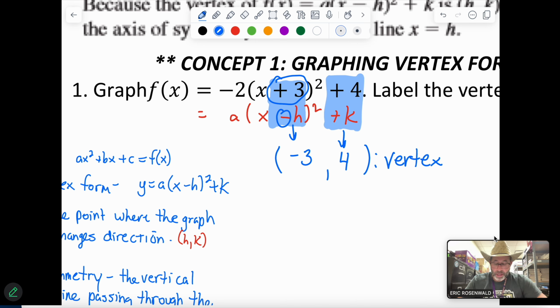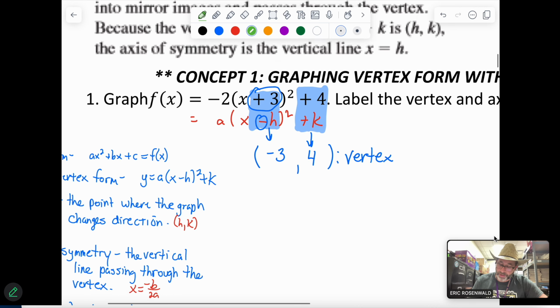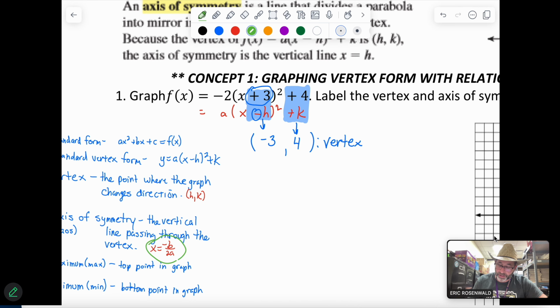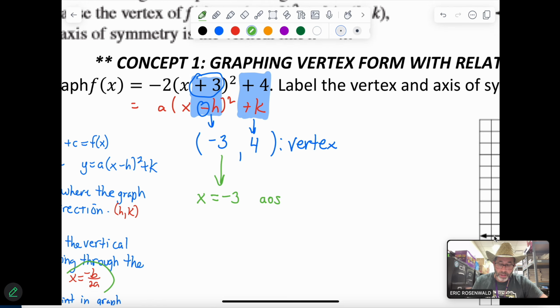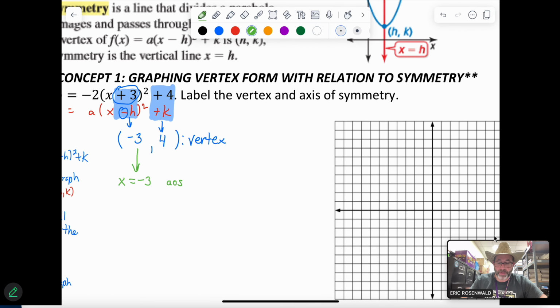Okay. For my axis of symmetry, this line has to go directly through my vertex. And because it goes directly through my vertex, it's going to be a vertical line. I'll show you in a second what that looks like. What we know is that for the axis of symmetry, it's always x equals, okay? If we look at my vertex here, this is my x value. And since my x value here is negative 3, that means my vertical line x equals negative 3 is my axis of symmetry. So let's put this all together and look at what this graph actually looks like.